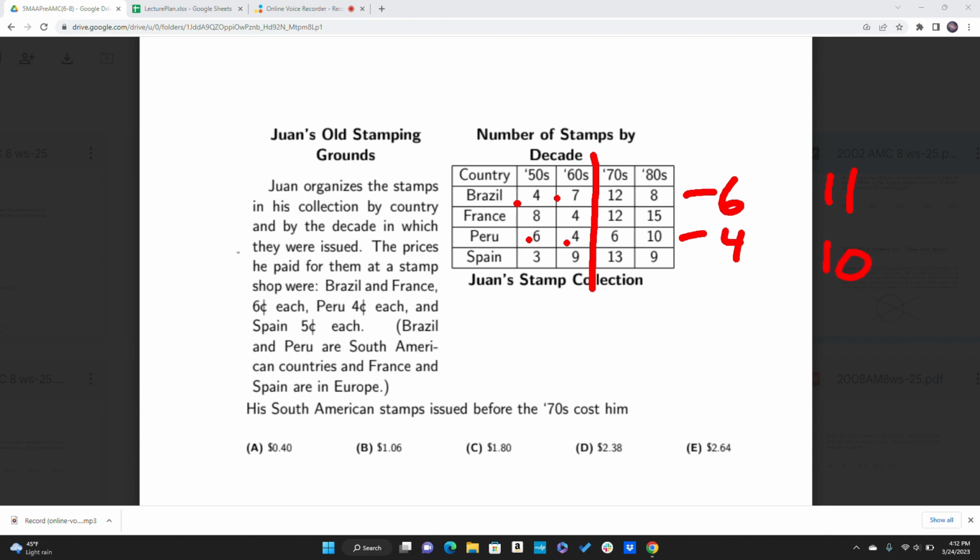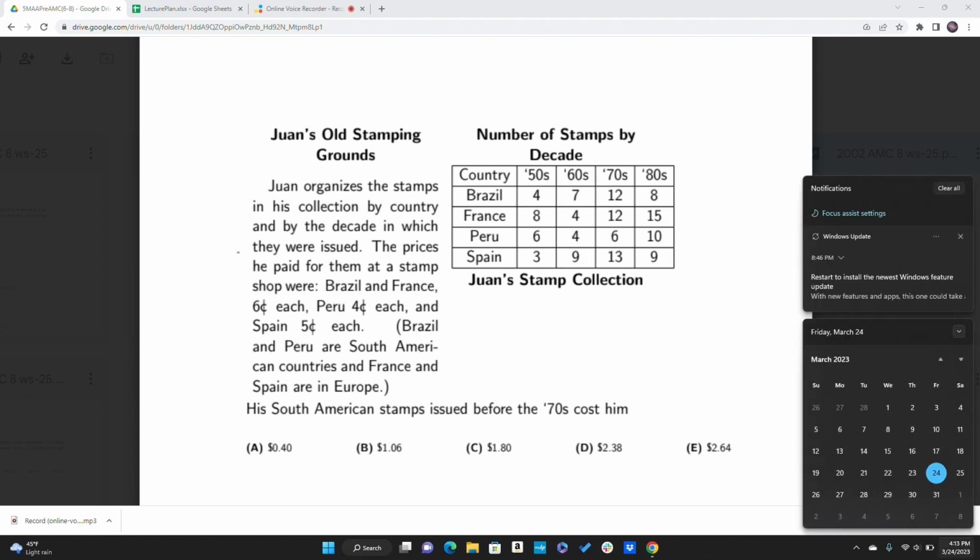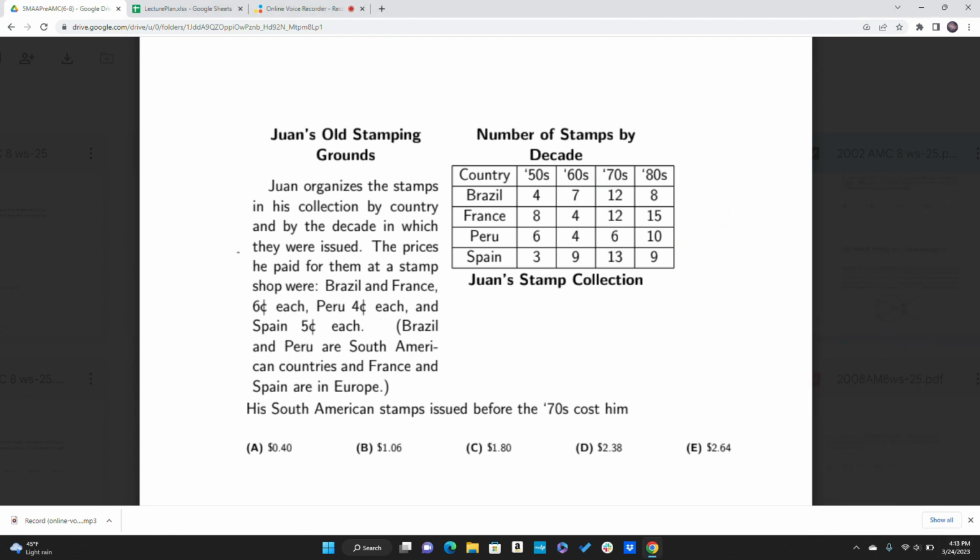All right. We know the Brazilian stamps cost him 6 cents each. So 6 times 11, that is 66 cents that his stamp collection cost him.